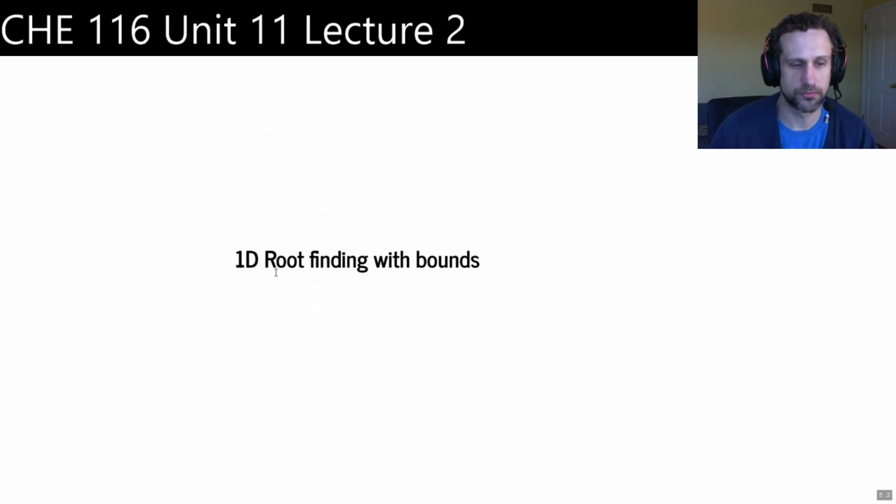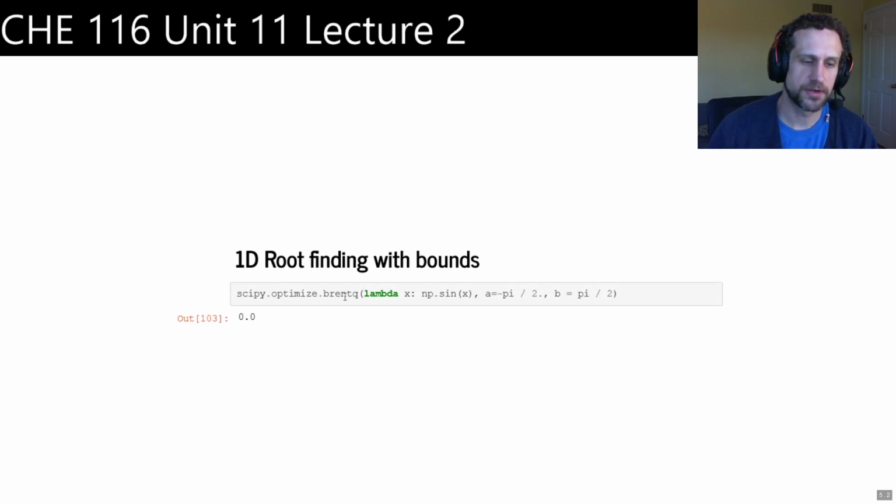So let's start with one-dimensional root finding with bounds. There's a method called brentq, and actually this is a pretty important method for chemical engineering because a lot of times we're looking at things like mole fractions or concentrations, and there we have bounds on them. So if we want to solve an equation like a chemical reaction equilibria, we want to have bounds on our concentrations or molar ratios so that they're between 0 and 1.